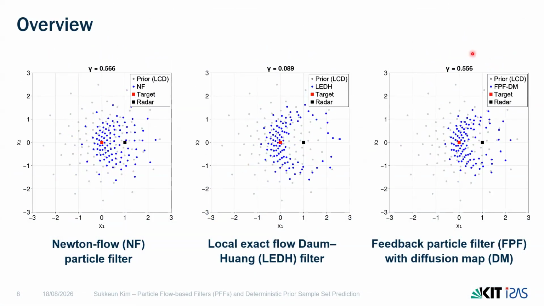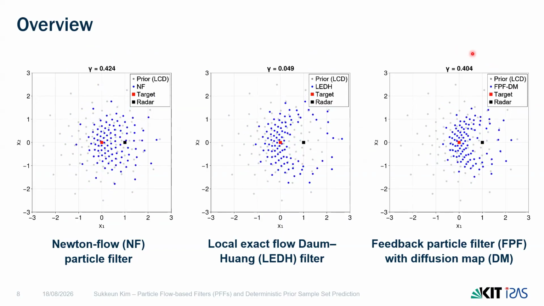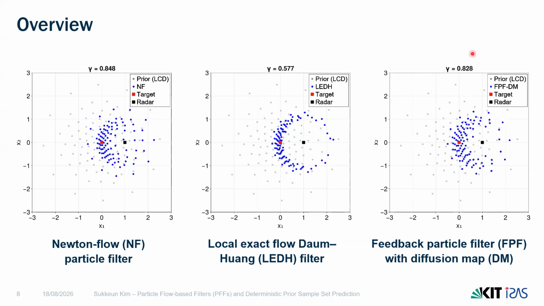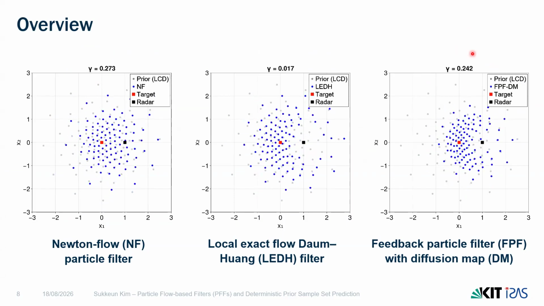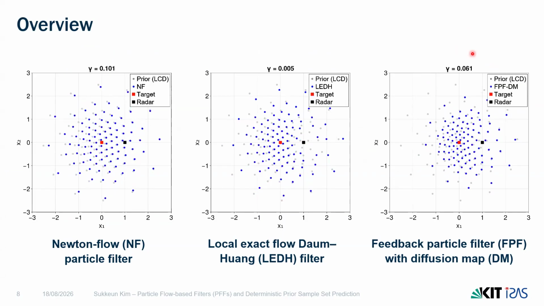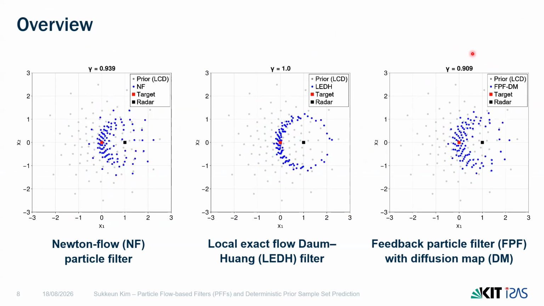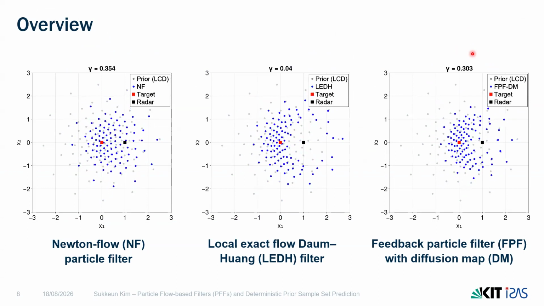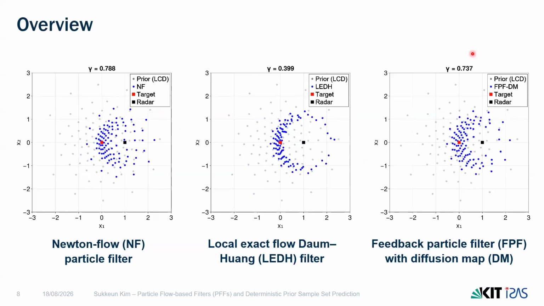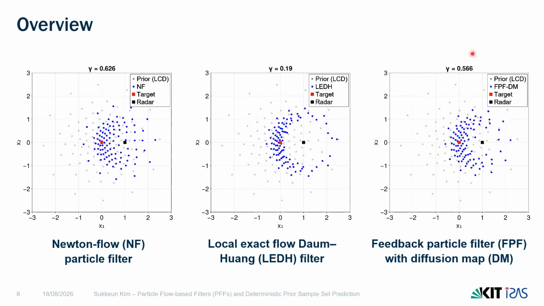We have three main algorithms shown here. The first one is the Newton flow particle filter, proposed by Professor Hanebeck and our research group. The middle one is the local exact flow Daum and Huang filter, already proposed by the researchers Daum and Huang. And the last one is the feedback particle filter with diffusion map.